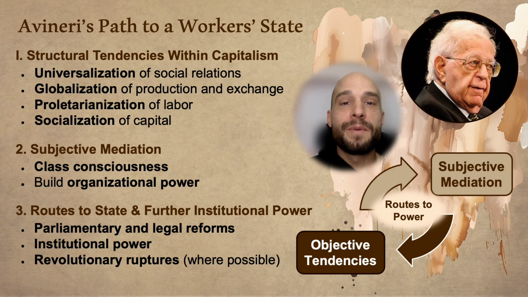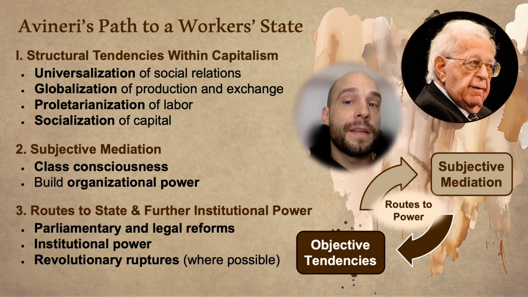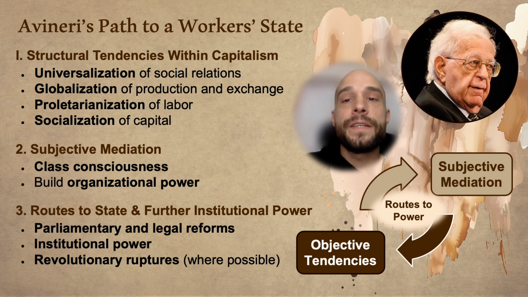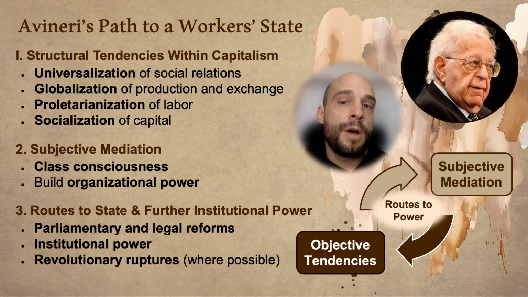Now that we have a grasp of the first two moments in Avineri's path to a worker state, the objective tendencies of capitalism, which create the opportunity for the rise of our ability to subjectively mediate capital through class consciousness and organizational power, we can see how this dialectic opens up a plurality of routes to state power. What I like is how the objective and subjective tendencies come together and unite to open routes to state power. These routes are the unity of the two previous different moments.